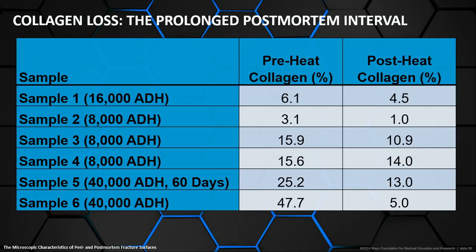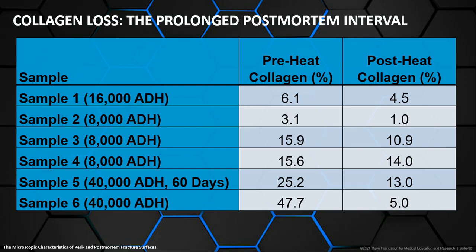Once we get into that prolonged postmortem interval, we have some other examples of what's happening with collagen. Collagen is highly variable between individuals. It's like bone mineral density. So we wanted to quantify it, and see what's the change in collagen throughout our postmortem interval. And what this shows in these samples is that, again, up to 16,000 ADH.